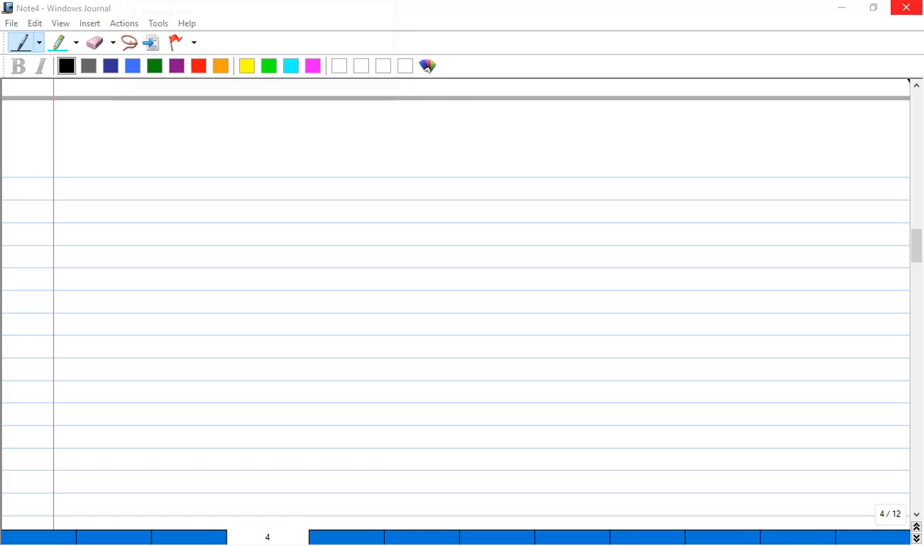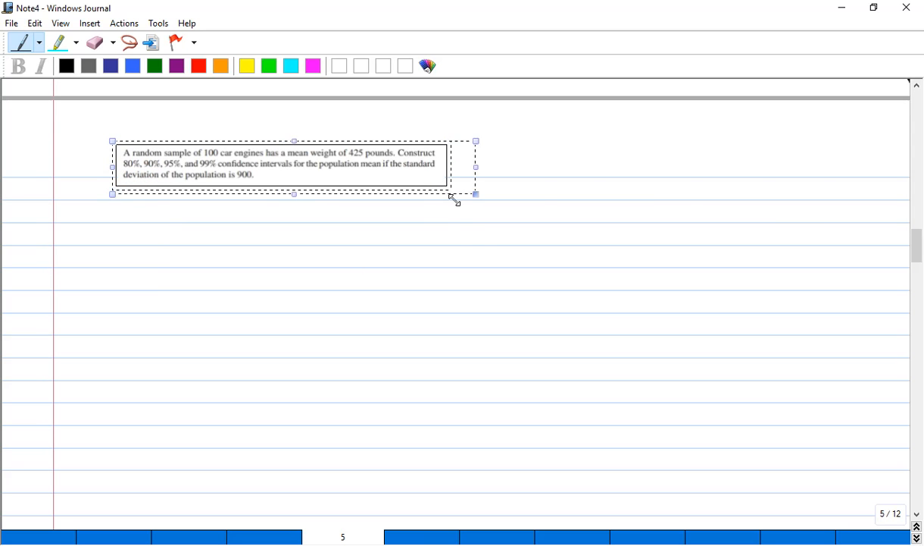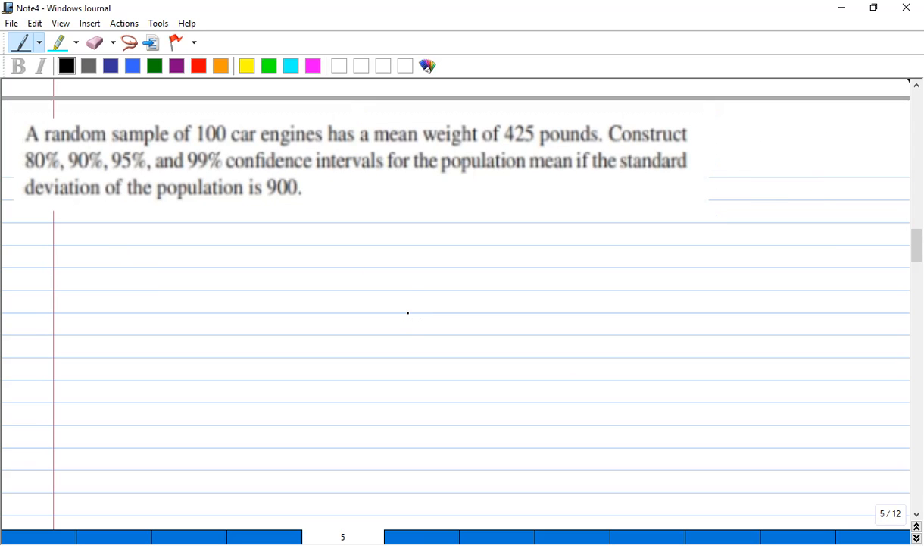It asks us to do a lot of confidence intervals. It asks us to do 4 of them. Let's do one for 80%, and then let's do one for 99%, just to compare the intervals. All right, a random sample of 100 car engines, so n equals 100, has a mean weight of 425 pounds. So that's the mean from the sample. So that's x bar, 425.